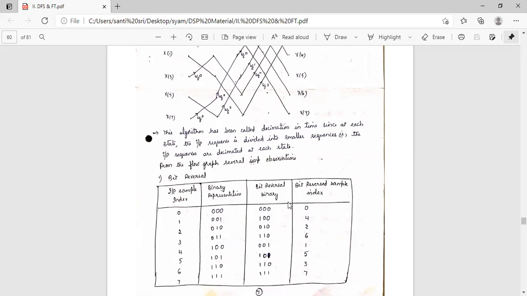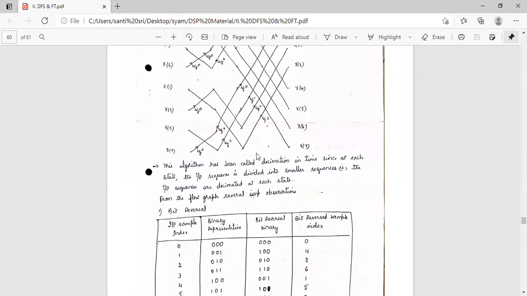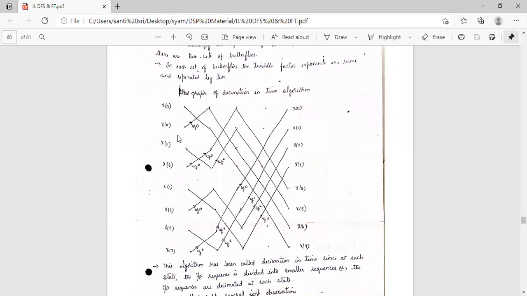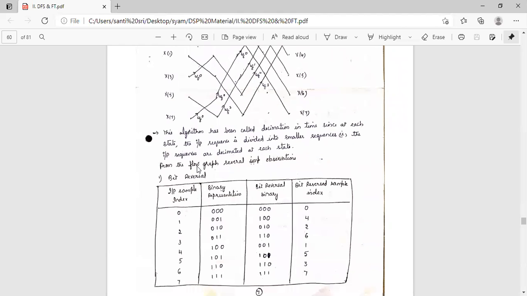The bit reversal sample indices are: 000 is 0, 100 is 4, 010 is 2, 110 is 6, 001 is 1, 101 is 5, 011 is 3, and 111 is 7. So 0 4 2 6 1 5 3 7 are the input samples taken at the input level. This is how we get these values, by using the bit reversal binary; the bit reversal sample index 0 4 2 6 1 5 3 7 will be written here like this.